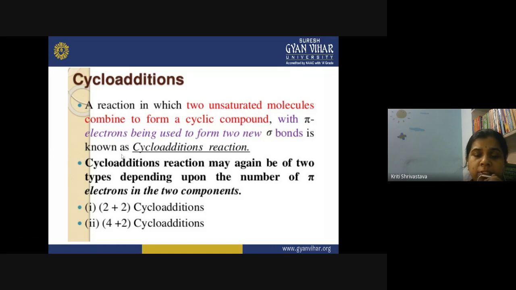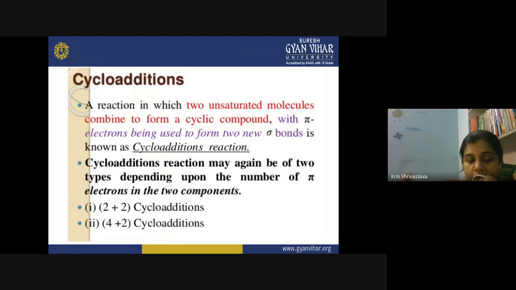With pi electrons being used to form two new sigma bonds, we call it a cycloaddition reaction. So I have two molecules involved. Whenever I have two molecules, this type of pericyclic reaction will be cycloaddition only, because all the other types of pericyclic reaction have only one reactant. In case of electrocyclic reaction, they have only one reactant. In case of sigmatropic rearrangement also we have one reactant. But whenever I have two reactants involved, it is a cycloaddition reaction.